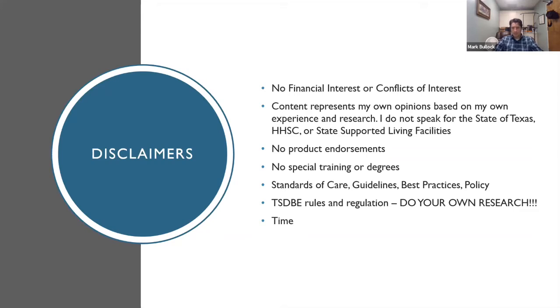Lastly, if I do mention any board rules here, I'm not an expert in board rules. I know I work for the state of Texas, but I don't work for the dental board. I definitely don't have them all memorized. There's a lot to the Texas Practice Act and the board rules, so please do your own research. If I say something, please go back and try and look that up for yourself. Lastly, time, like I said, I'm hopefully not going to finish early, but I did cut down my slides in the interest of finishing quicker.